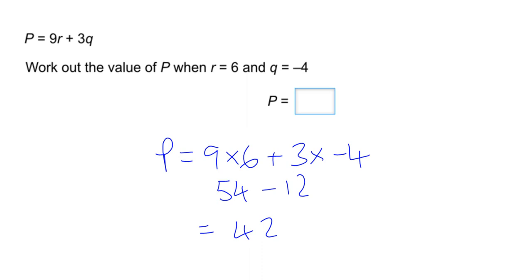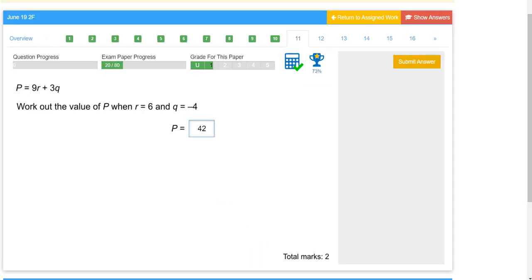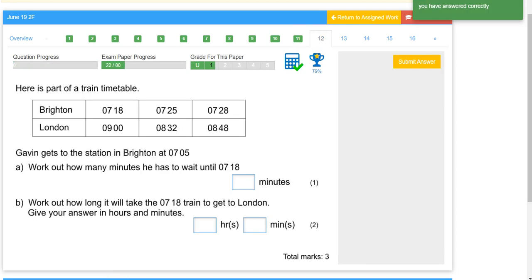And we'll stick it into MathsWatch. And there's my 42, no working out required. And we've got those marks. Going up to question 12. So we have a train timetable. Gavin gets to the station at 7:05 in Brighton. How long does he have to wait? Well, it's 7:18 minus 7:05. That's 13 minutes.